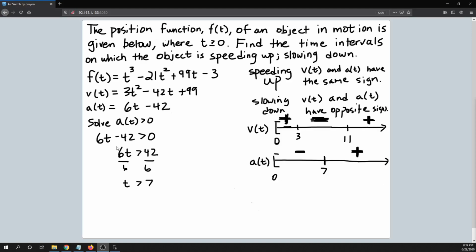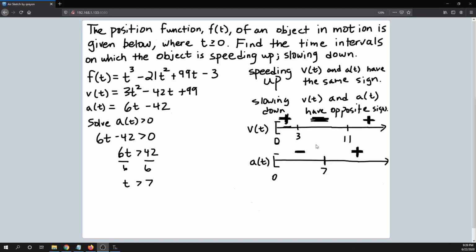You still can solve this the way that you solve those other equations. You could set it equal to 0 and solve. You get t equals 7, put that on your number line, and then plug in some test numbers. If I plug in 8, I'm going to get 48 minus 42, 6, greater than 0. So I get a plus. If I plug in 0, I'm going to get minus 42, which is not greater than 0. So I'll have a minus right there. All right, so we have our number lines for the velocity and the acceleration.